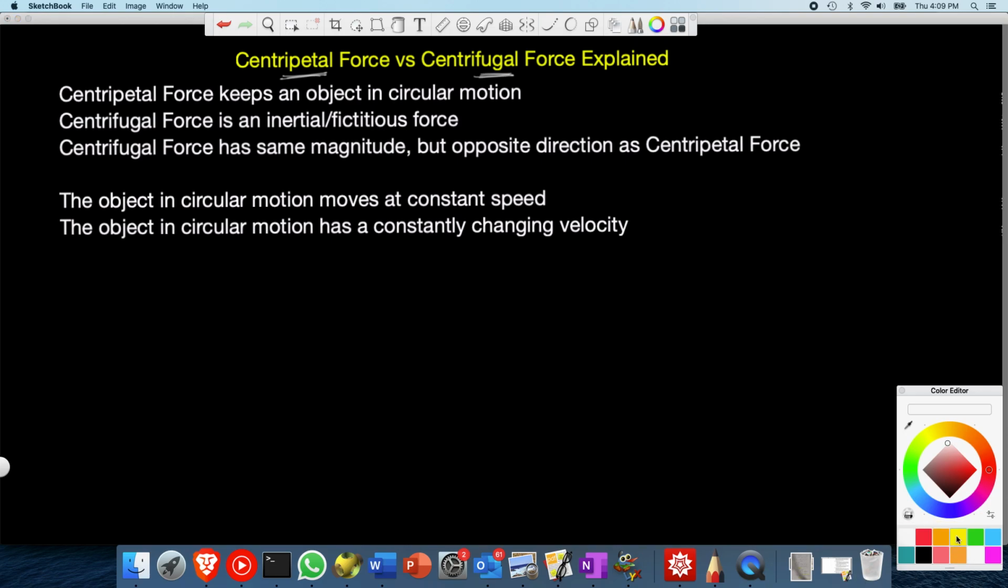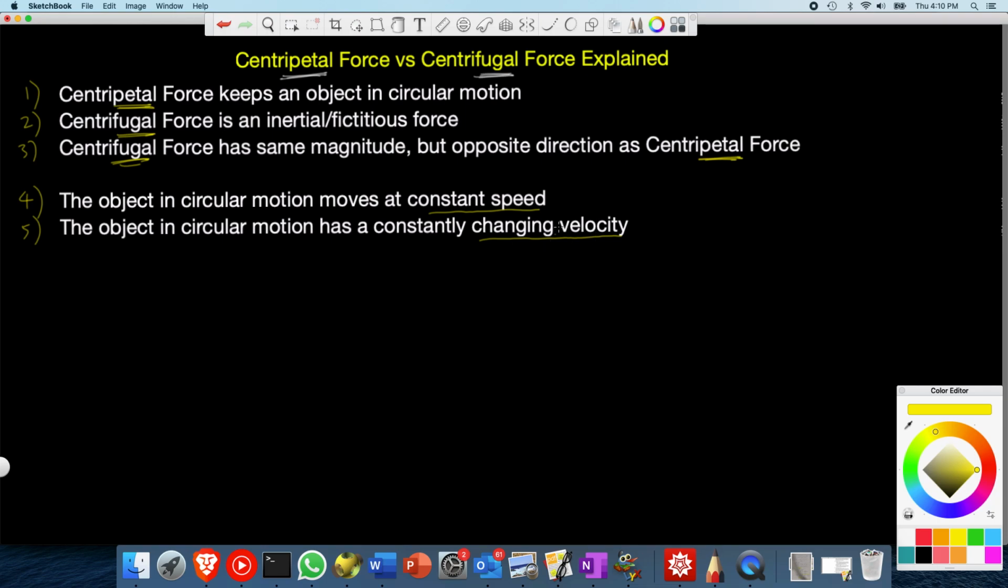You might have seen the following statements about centripetal force and centrifugal force in your textbooks. Firstly, centripetal force keeps an object in circular motion. Secondly, centrifugal force is an inertial or fictitious force. Thirdly, centrifugal force has the same magnitude but opposite direction as the centripetal force. Number 4, the object in circular motion moves at constant speed. Number 5, the object in circular motion has a constantly changing velocity.